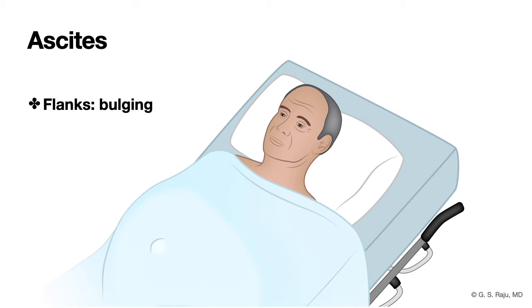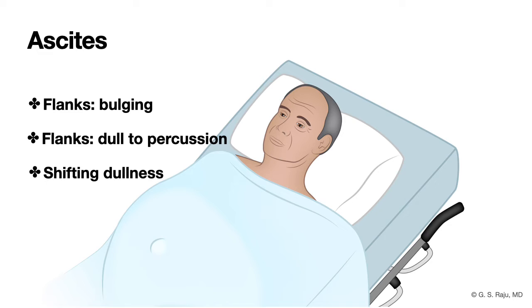And as you gently palpate and you go to the flanks and you percuss, if there is dullness to the percussion that has extended from the flanks slightly higher up, that is another sign of ascites, especially if the dullness to percussion also shifts, otherwise known as shifting dullness.